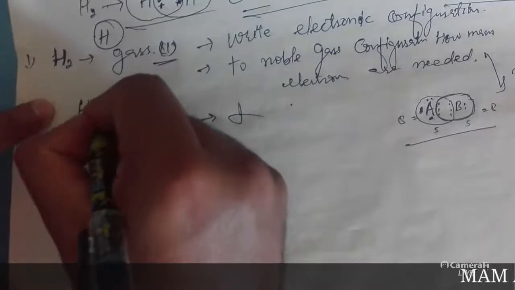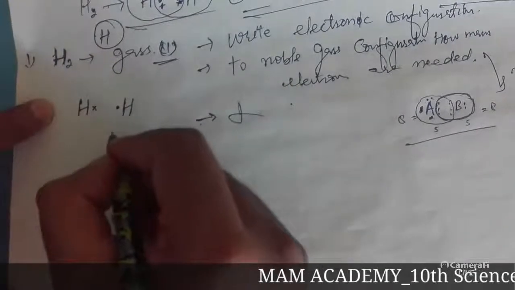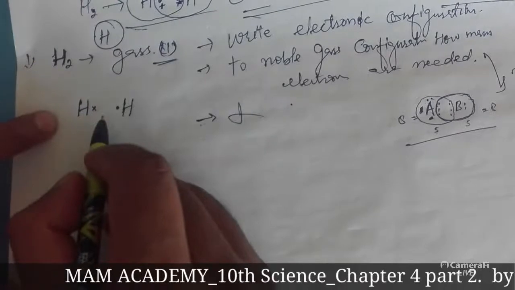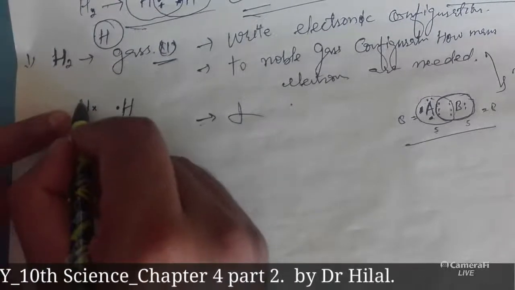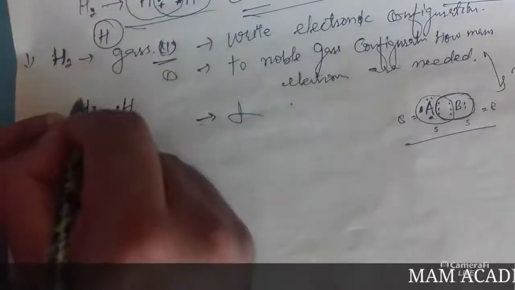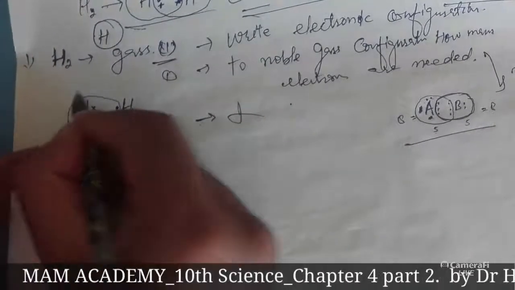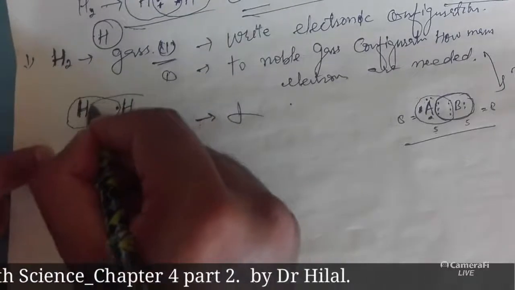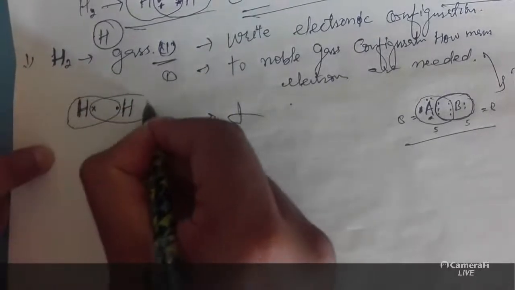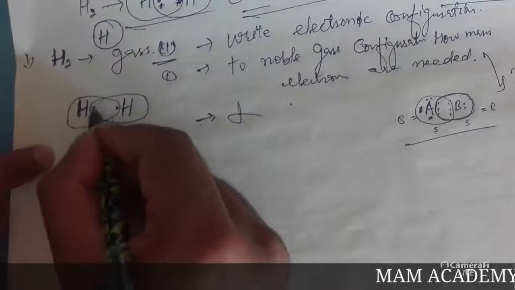So this is its electron, and this is the electron of one other hydrogen. So this is 1 second. To attain the noble gas configuration for hydrogen, we know 1 electron is needed. So this hydrogen will get 1 from this one, and this hydrogen will get 1 from this one. So we saw here that something is combining.